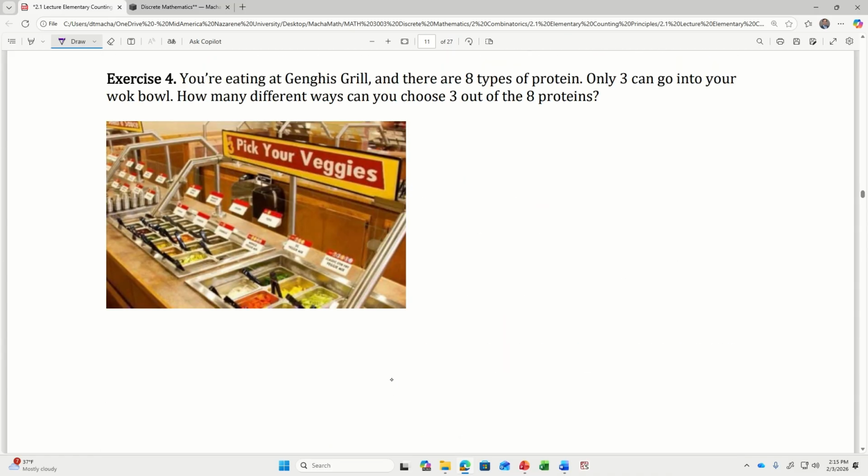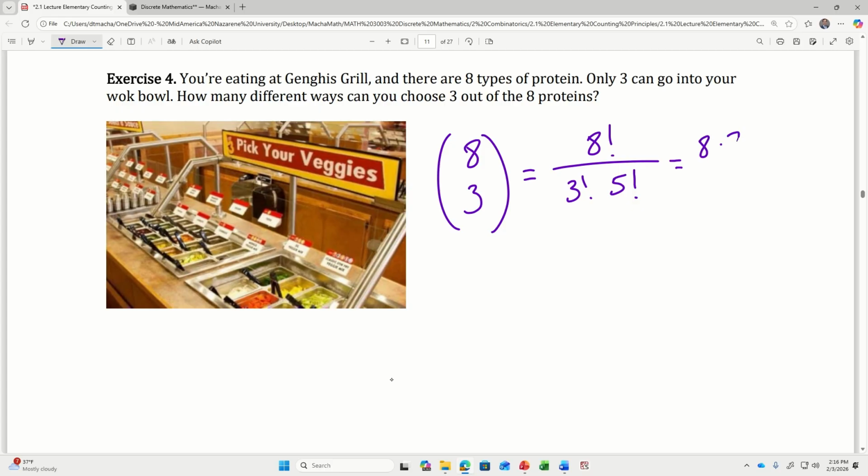Really quick, lightning round. You're eating at Genghis Grill and there are 8 types of protein. Only 3 can go into your bowl. How many ways can you choose 3 out of 8? That's 8 choose 3. 8 factorial divided by 3 factorial and divided by what? 8 minus 3 is 5 factorial. So that's 8 times 7 times 6 divided by 3 times 2. That's 4 times 7 times 2.